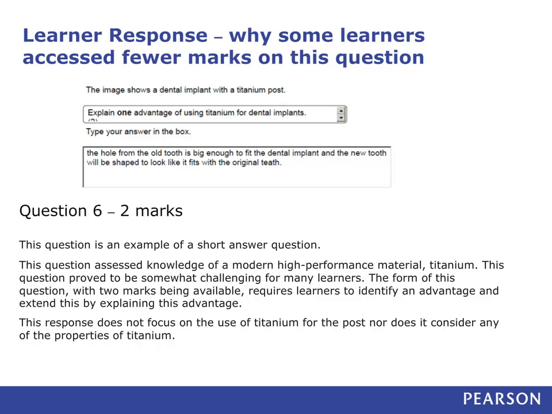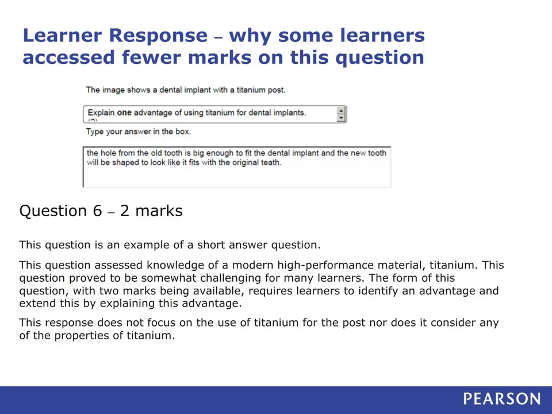Question 6. This question is an example of a short answer question. This question assessed knowledge of a modern high-performance material, titanium. This question proved to be somewhat challenging for many learners. Where a question requires learners to explain, rather than state or identify, for example, 2 marks are available. Consequently, an explain question requires identification, followed by a linked extension to achieve both available marks. In this question, learners should be identifying the advantage of using the material, followed by why it is an advantage in this application.